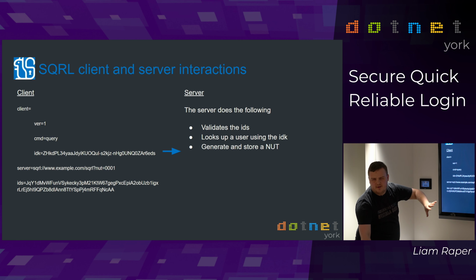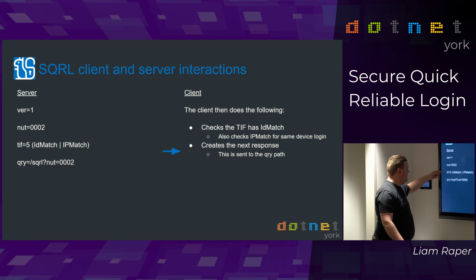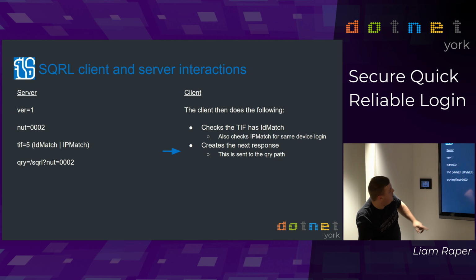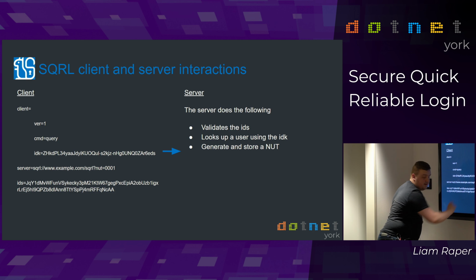It will then respond with those 2 TIFs, which then tells the client. So here we go. I thought I had this. So yeah, it sends back this message if the IDS matched the IDK. So we send back a message with a second nut, TIF of 5. This bracket bit wouldn't be here, but I'm just explaining what these are. So ID match and IP match, and then the query to go back to the Squirrel URL with the second nut, which is the same path that we went to originally.